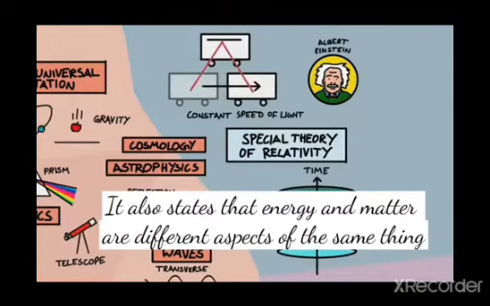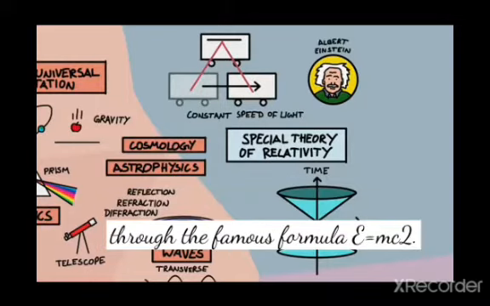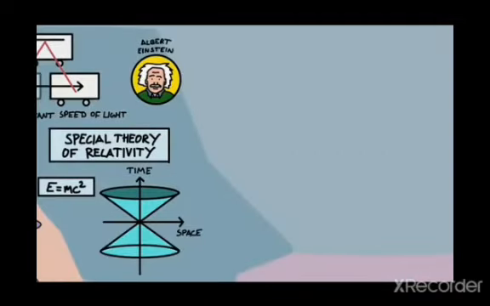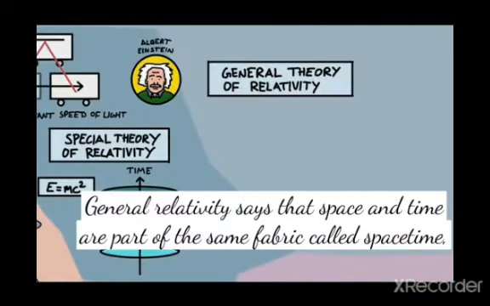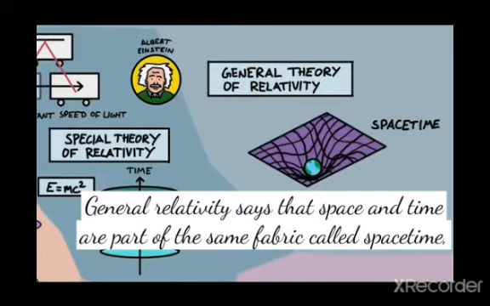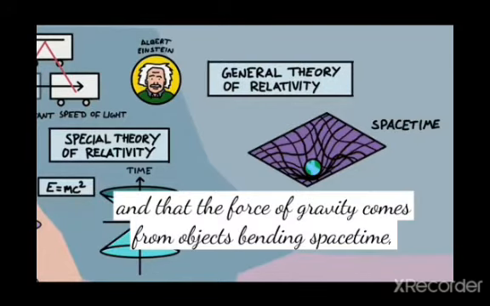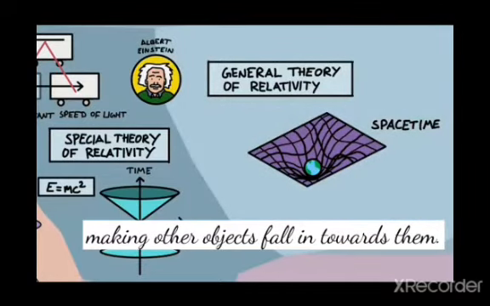It also states that energy and matter are different aspects of the same thing through the famous formula E equals mc squared. General relativity says that space and time are part of the same fabric, space-time, and that the force of gravity comes from objects bending space-time, making other objects fall in towards them.